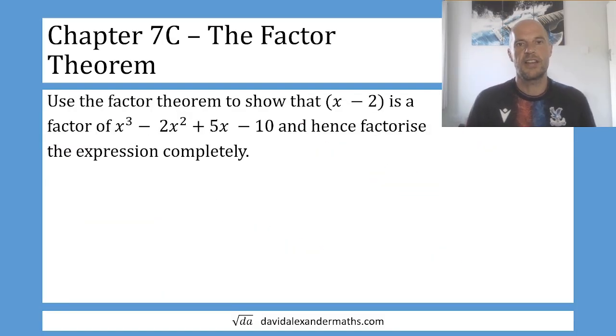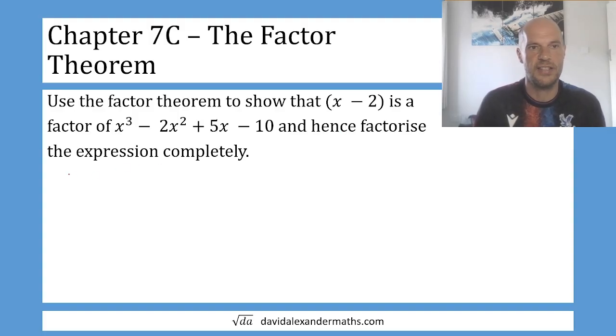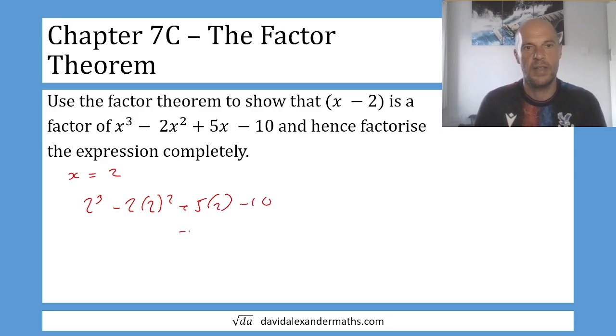Okay, so use the factor theorem to show that x minus 2 is a factor. So if x minus 2 is a factor, then that means x must equal 2. So what is 2 cubed minus 2 times by 2 squared plus 5 times 2 minus 10? Well, that's plus 10 minus 10. That will cancel each other out anyway.